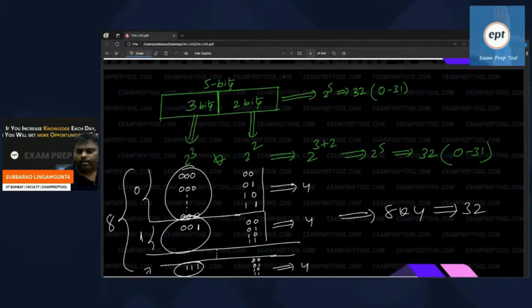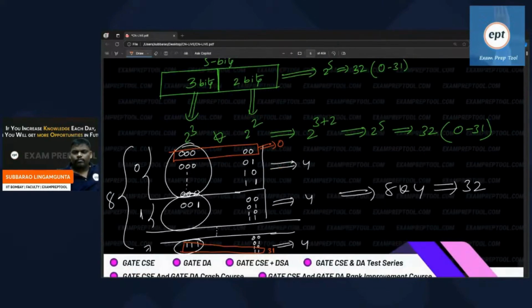In those 32, if you observe clearly, this is 0 and this is 31. One work will be done m ways. Another work will be done n ways. Both can be done m into n ways. Left side changing 0 to 7, 8 ways. Right side changing 0 to 3, 4 ways. Left side changing 0 to 7, 8 ways. Right side changing 0 to 3, which is 4 ways.